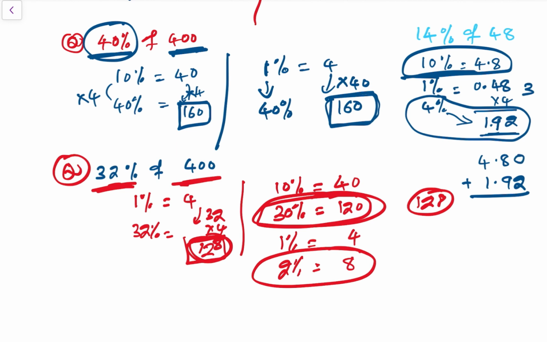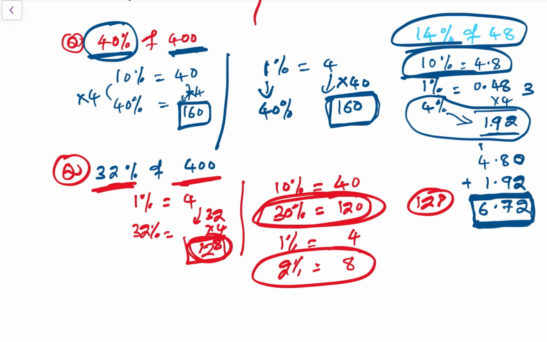सो ये 4.8 कैन बी रिटन एज 4.80. सो 2 देन 9 प्लस 8 17, ठीक है, पॉइंट 4 plus 1 5 6. So 6.72 is the answer, ठीक है, right? So 14% of 48 is 6.72. So basically if we know 10% कैसे कैलकुलेट करना है and 1% कैलकुलेट करना है, then सीधा मल्टीप्लीकेशन एडिशन ही करना है, ठीक है.